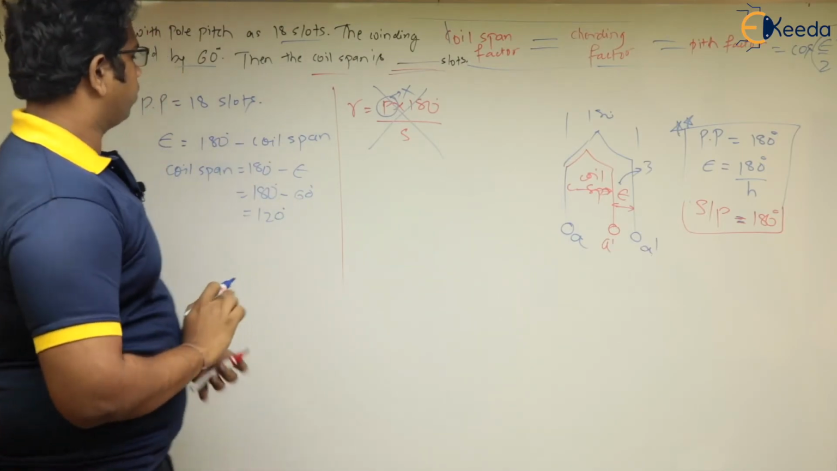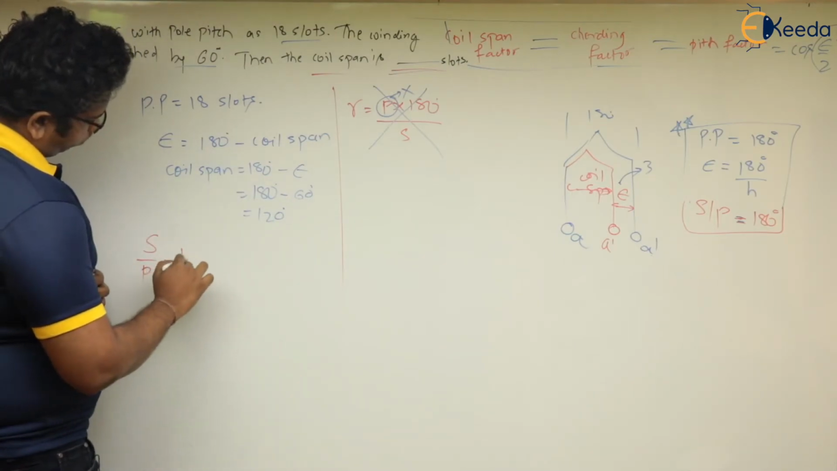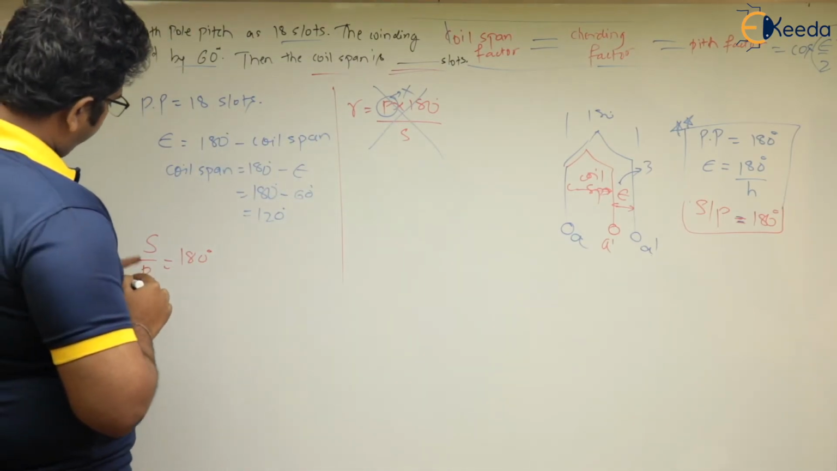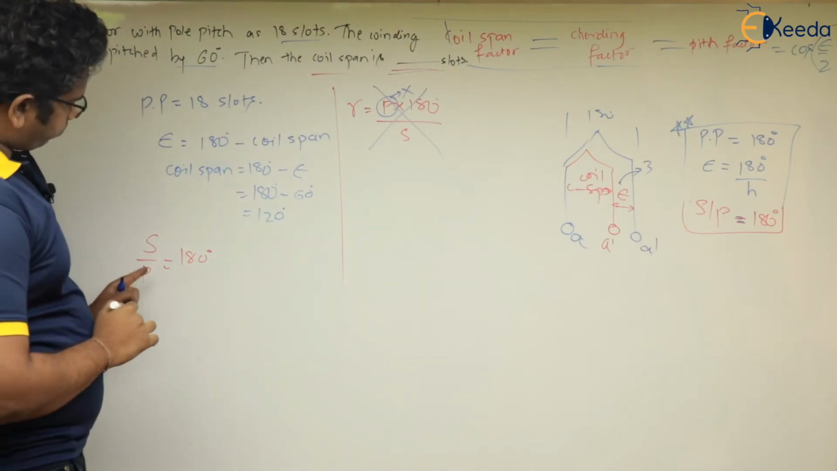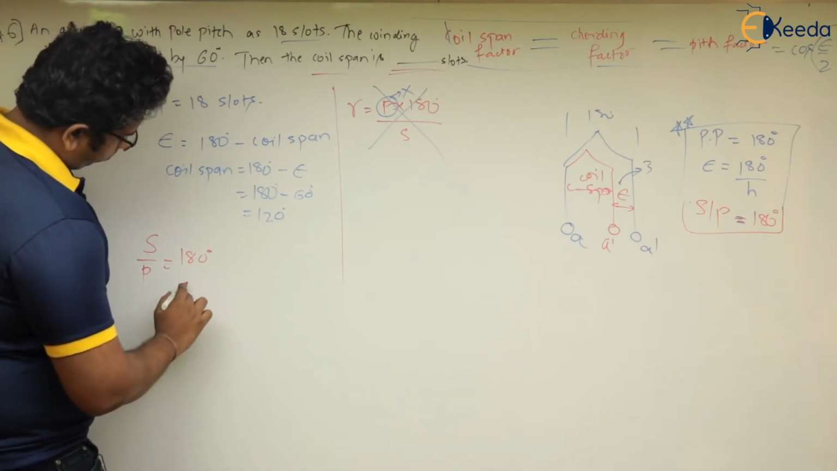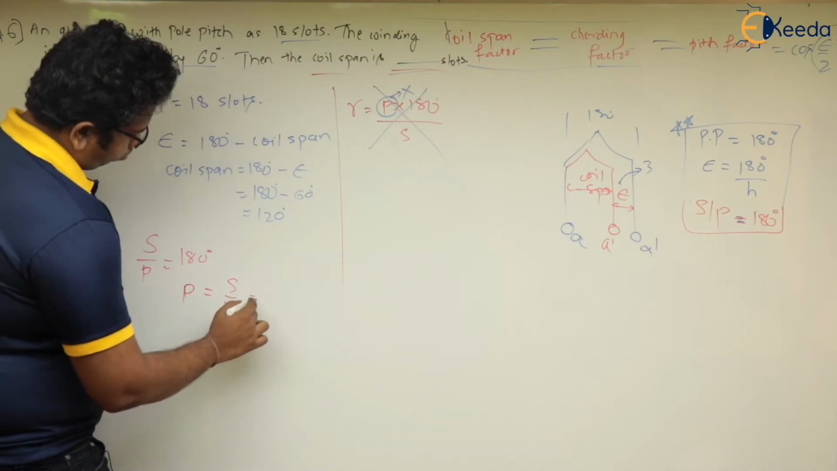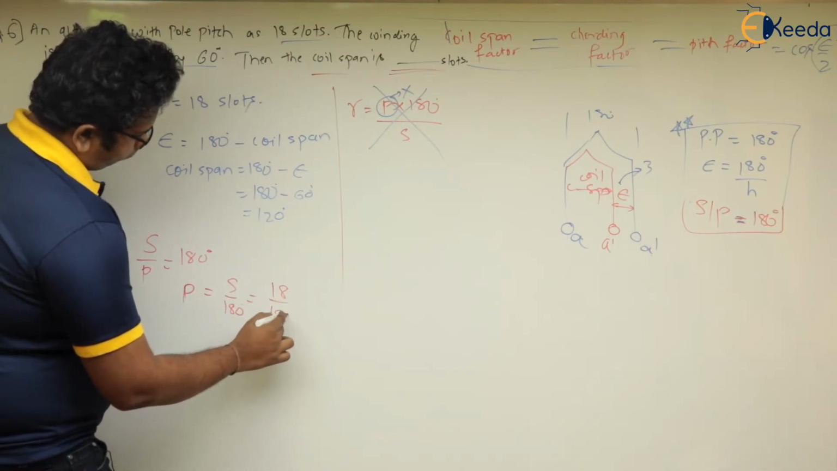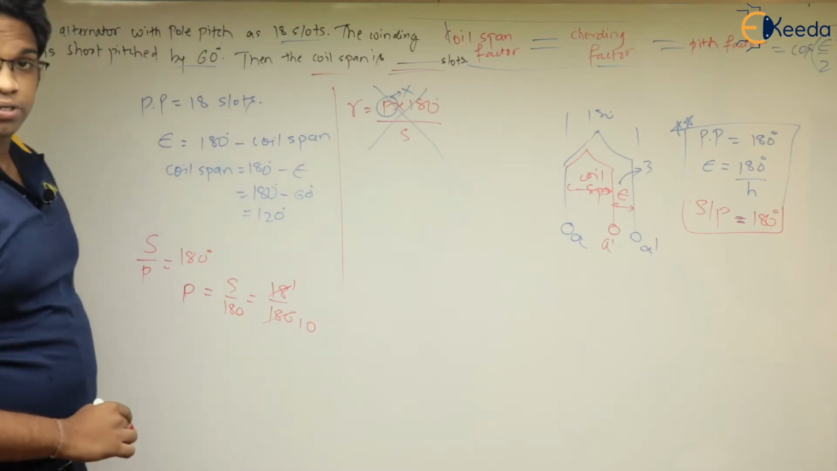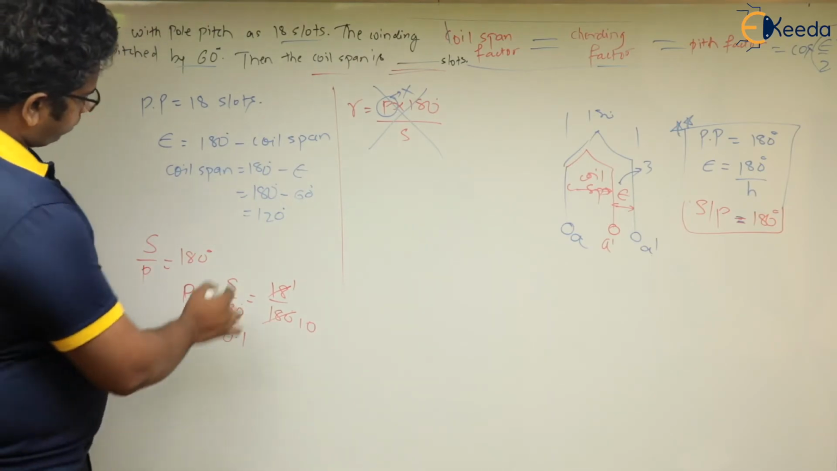Now let us see here. Very simple. Now please tell me, what is slots per pole? Slots per pole is 180 degrees. We have seen just now. If slots per pole is 180 degrees and I know the number of slots, then I will be able to find the number of poles, right? The number of slots is 18, so the number of poles is going to be S by 180. Slots are 18 by 180 degrees, which is nothing but 1 by 10. So 1 by 10 poles means 0.1 poles. Is it possible? No. So again this one fails.